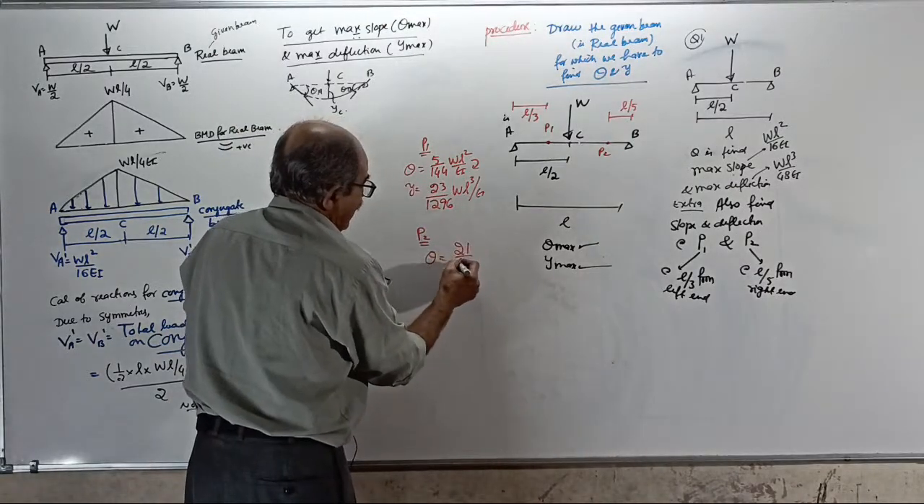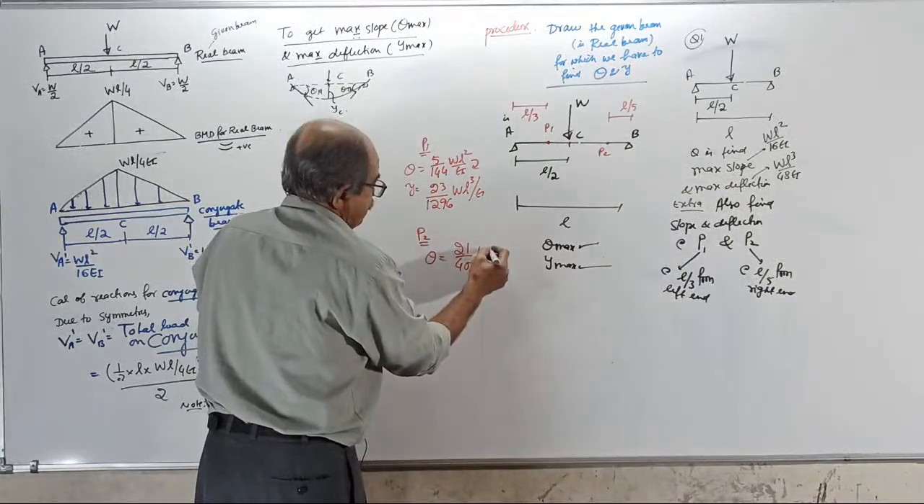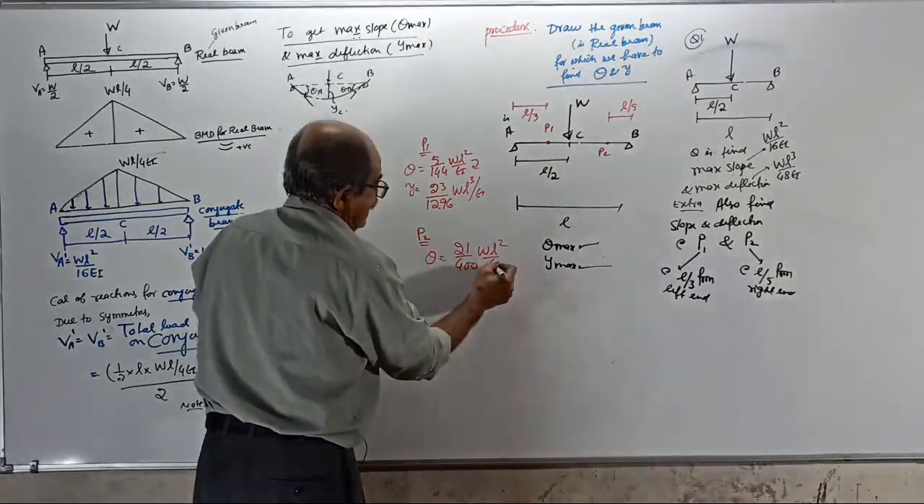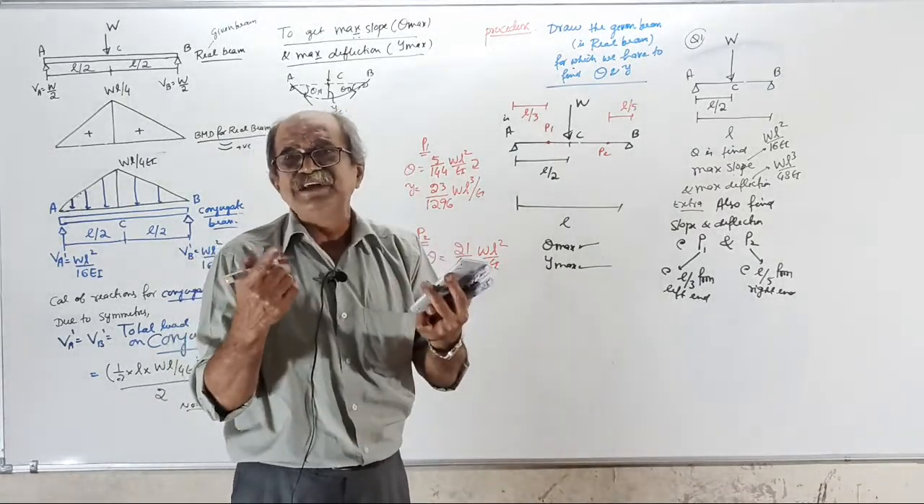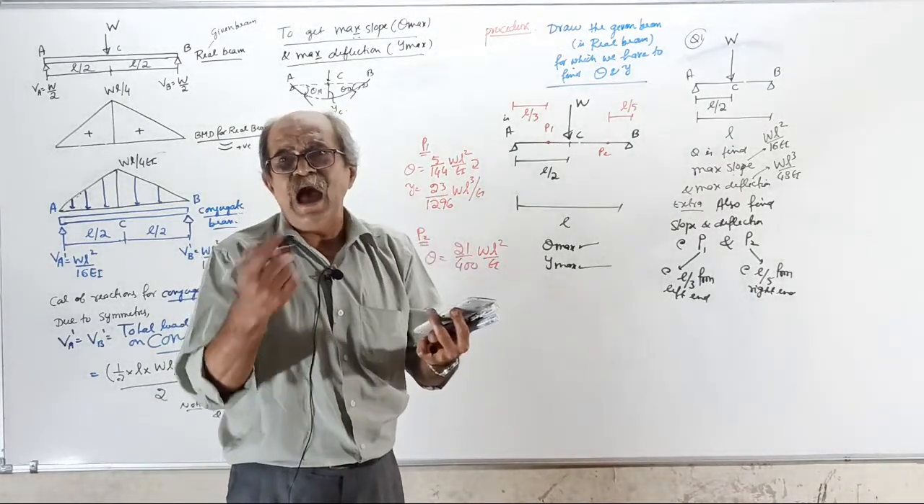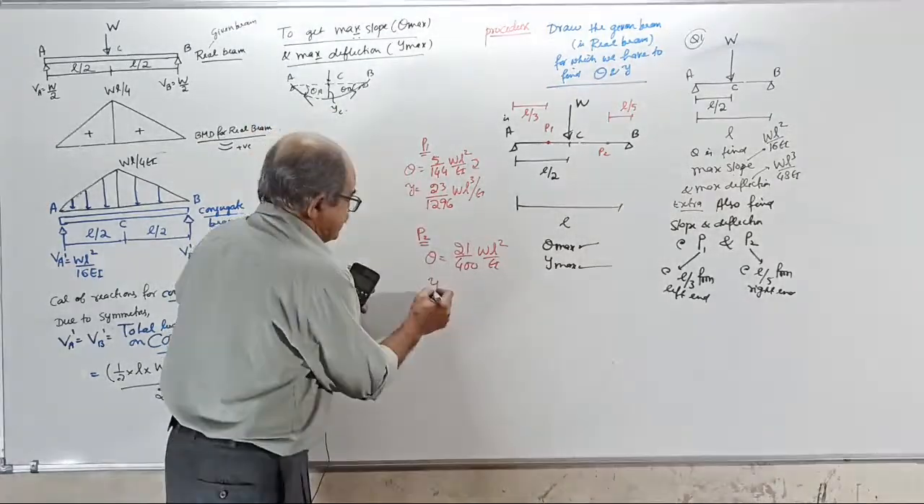(21 by 400 WL square by EI). See, danger. Giving the answer before starting is dangerous. If something goes wrong, I am in trouble. And deflection.